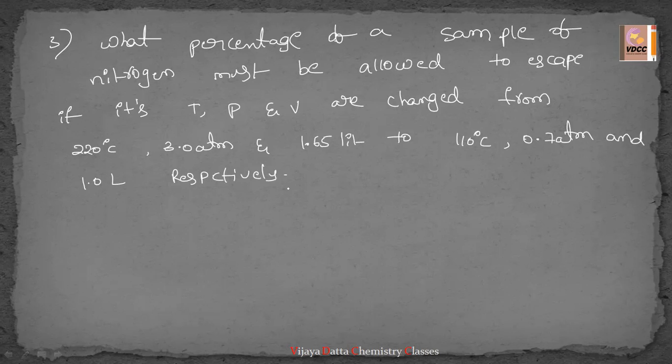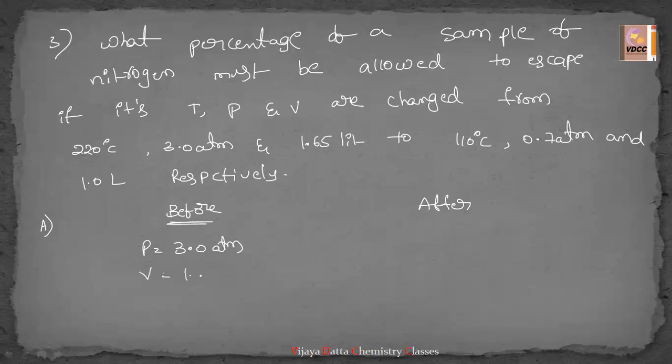Allowed to escape. Now, first of all, we'll go to the initial data, before escaping and after escaping. Before escaping, what are the pressure? 3 atmosphere, volume is 1.65 liters, temperature is 220 degrees Celsius. This one you have to convert into Kelvin, then it will be 493 Kelvin.